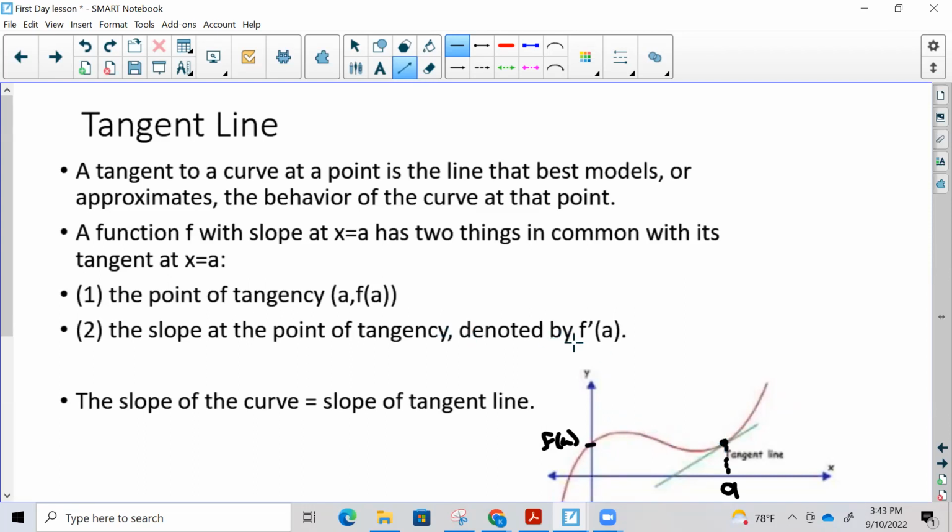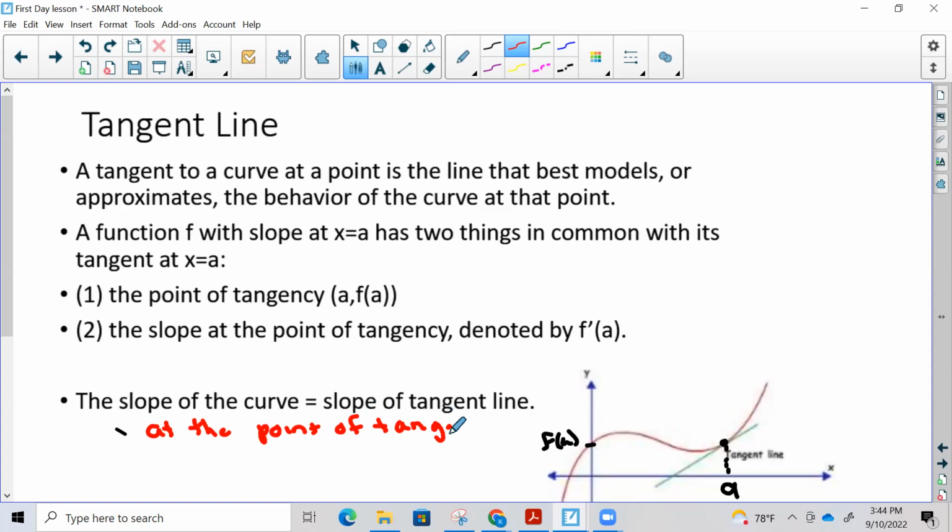We denote the slope of the tangent line by f prime of a. So it's f and then apostrophe and then parentheses a. I will always say f prime of a. The key thing is the slope of the curve equals the slope of the tangent line, again, only at that point, the point of tangency, which is this point here.